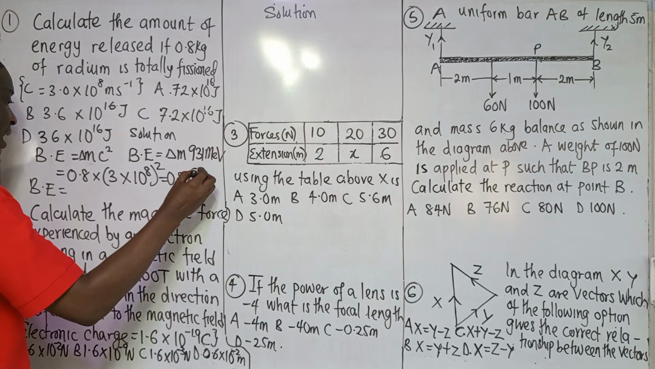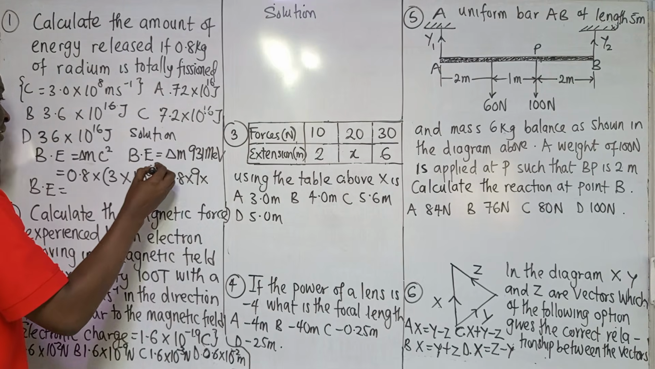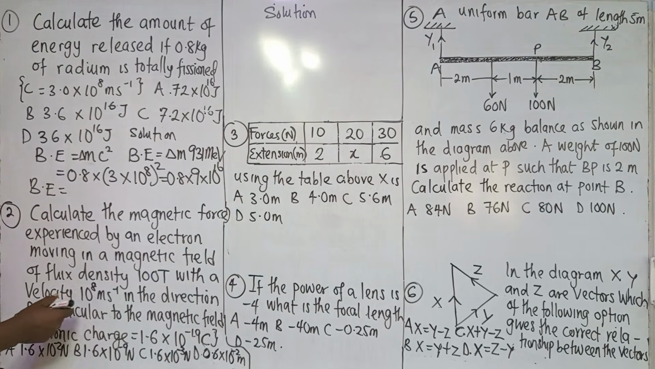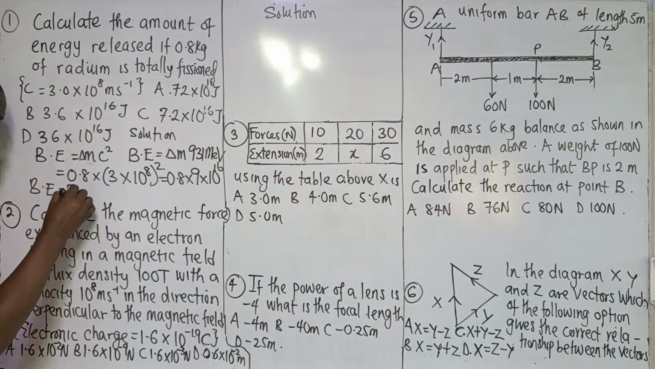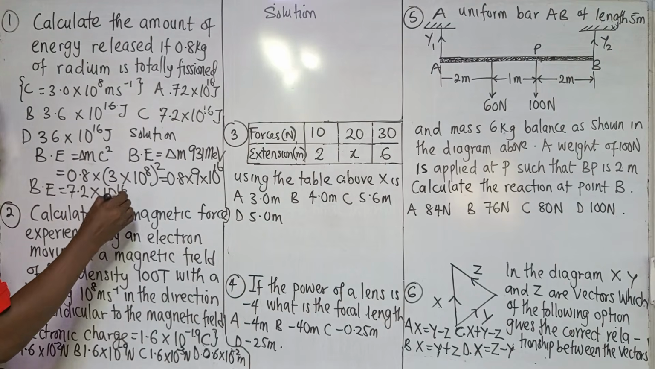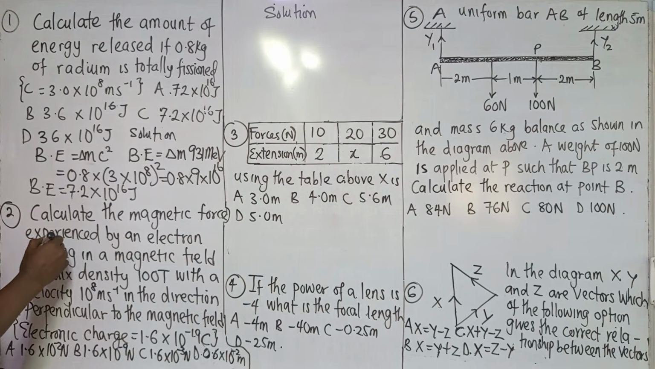the square of 3, which is 9, and then 8 times 2 is 16, so that is 10 power 16. So 0.8 times 9 gives us 7.2. You can press a calculator to confirm it. The unit is joules. So the answer is 7.2 times 10 power 16 joules, option C.